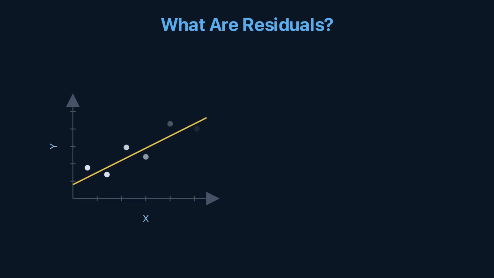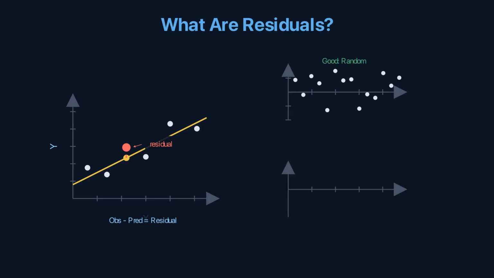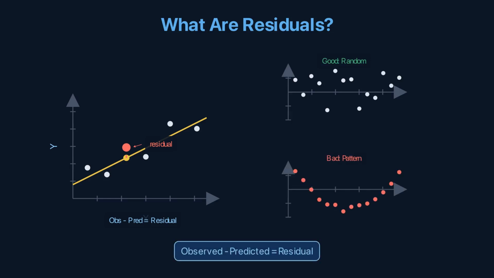A residual is the difference between what you observed and what the model predicted. Observed minus predicted. If the model is good, residuals are random noise, no pattern, centered at zero. If the model is bad, residuals have structure, curved trends, clusters. The residuals contain everything the model missed. Reading them tells you what's wrong.